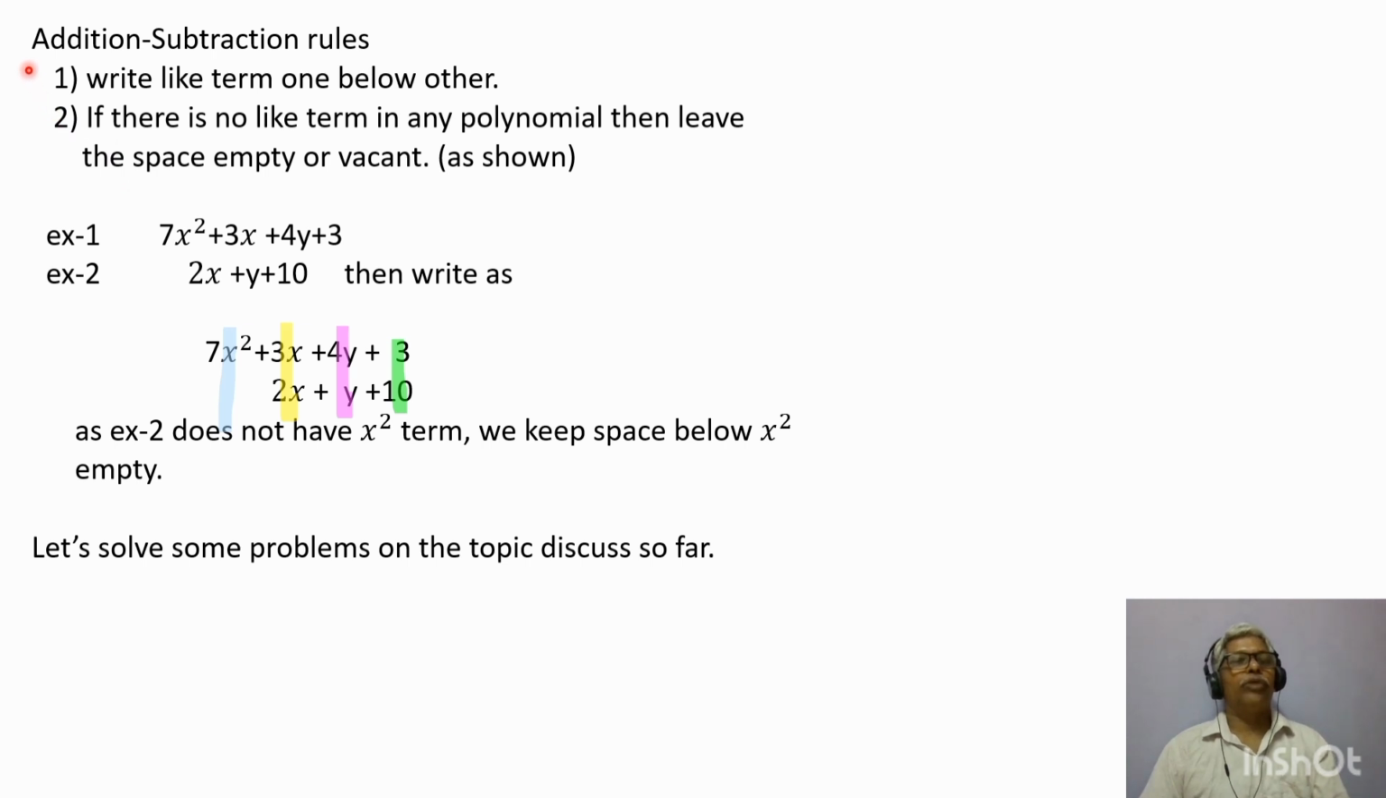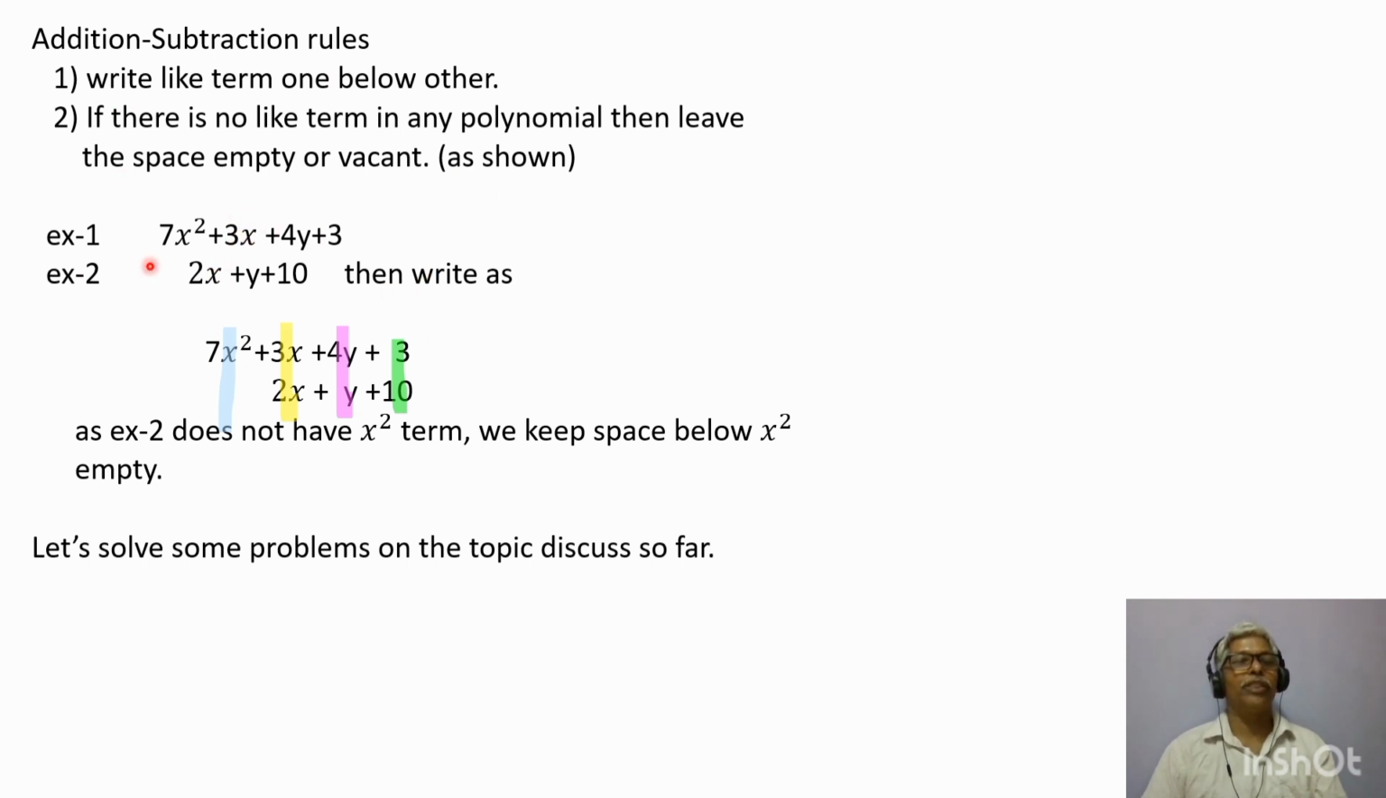The last one in this definition topic, the addition subtraction rules. These are rules, these are not definitions. So the first one is write the like terms one below the other. You will understand it when you consider some example. And if there is no like term in the polynomial, then leave the space empty or vacant as shown. This will be clear from this example.